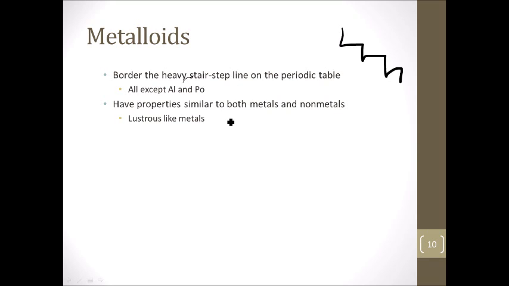They're lustrous like metals. Remember, lustrous means shiny. But they're also brittle like nonmetals. It's difficult to hammer them into a sheet or pull them into a wire, so they're not ductile, but they're brittle. And the properties can be conditional. For example, silicon is by itself a poor conductor, but if you add a little bit of boron, mix it in, then it'll become a good conductor. All right, that's 6.1, and I'll see you guys in school.